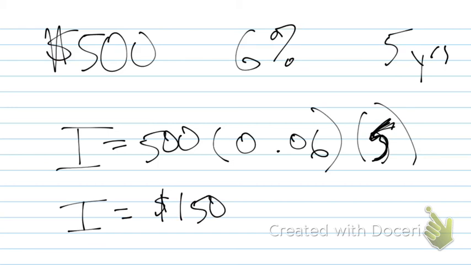Now, you got to be careful. They could also ask you the question, how much money is in there now? Which, that is not 150. The money that would be in there after 5 years is 650. So always make sure you're answering the question, right?